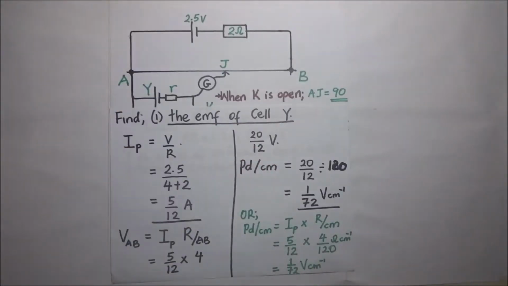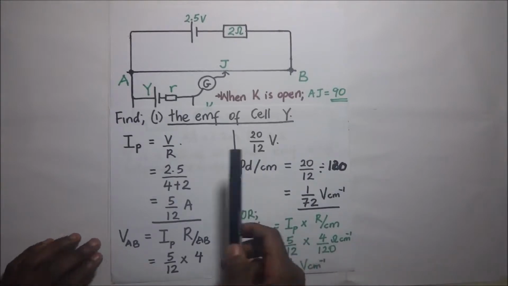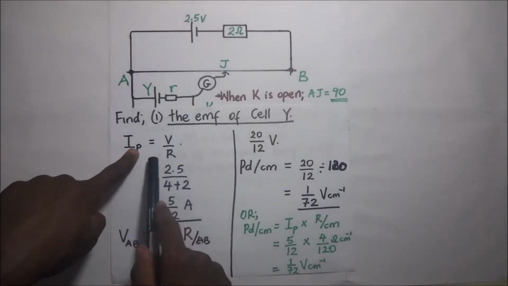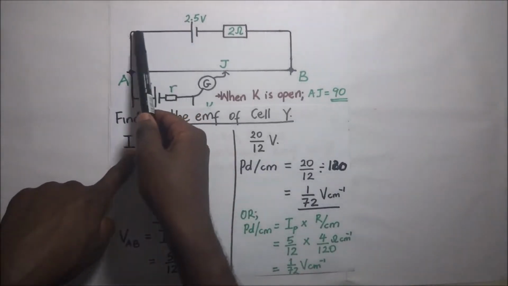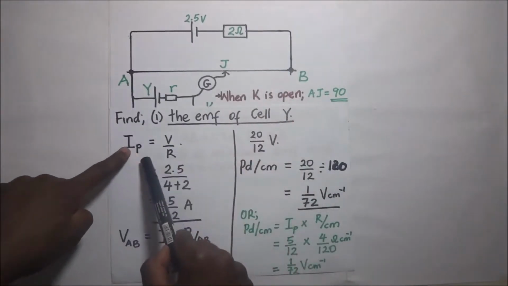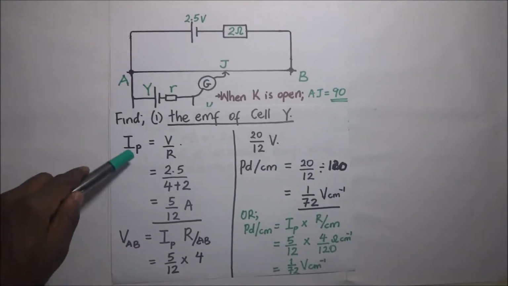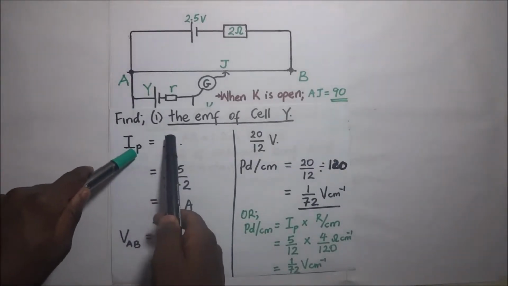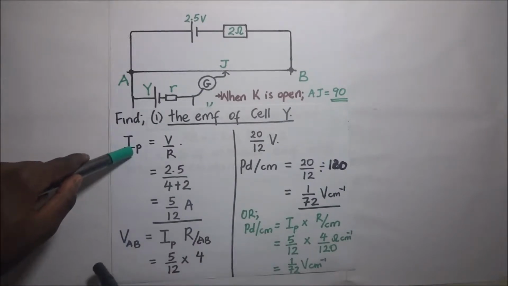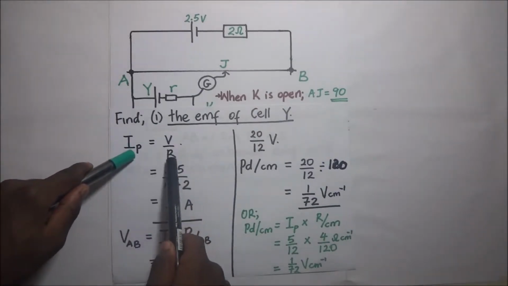Now, of course, to find the EMF of cell Y, we have to first find the primary current that is flowing through this primary circuit, which we are denoting by IP. For us to get the value of IP, from Ohm's law, V is equal to IR. So when we make I the subject of the formula, IP is going to be V over R.